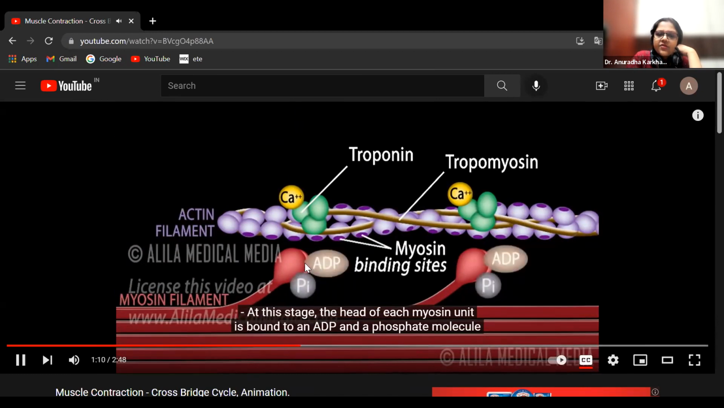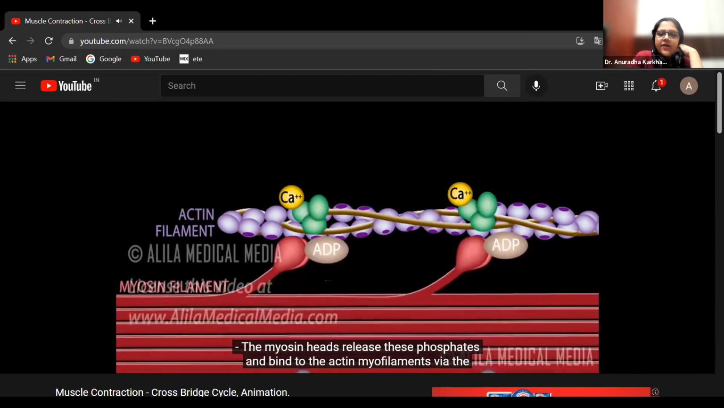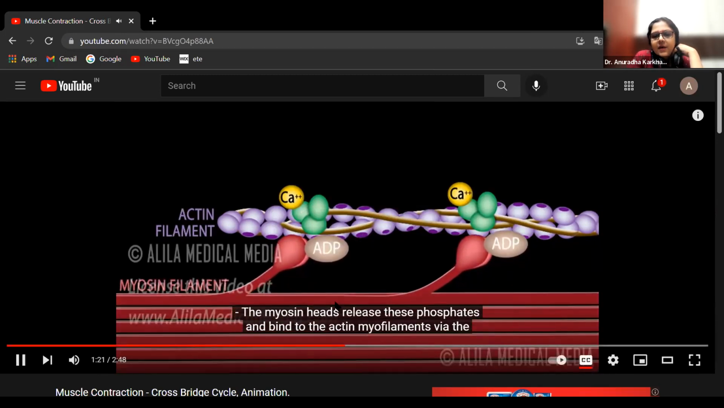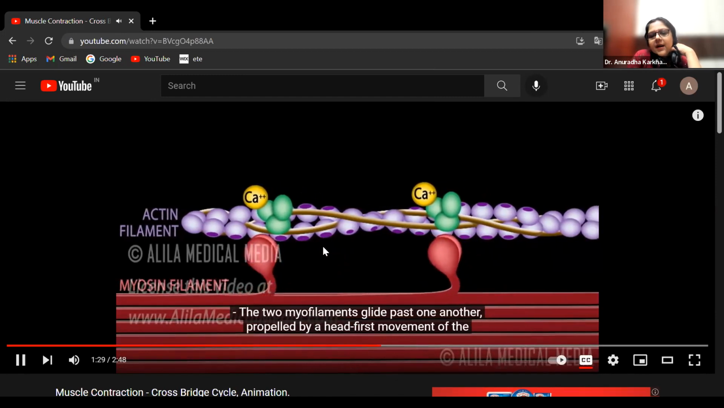This is your myosin head, which has ADP and inorganic phosphate from the previous muscular contraction. You will come to know about it. Now see, the myosin heads release this phosphate. The newly exposed myosin binds with the actin. The two myofilaments slide past one another, propelled by head-first movement.